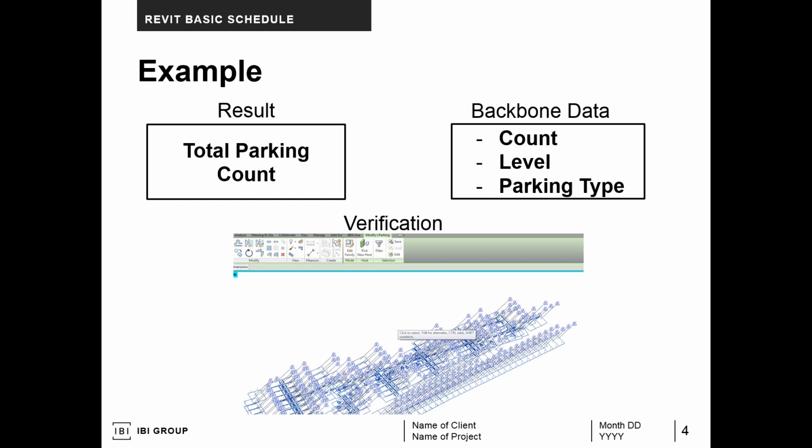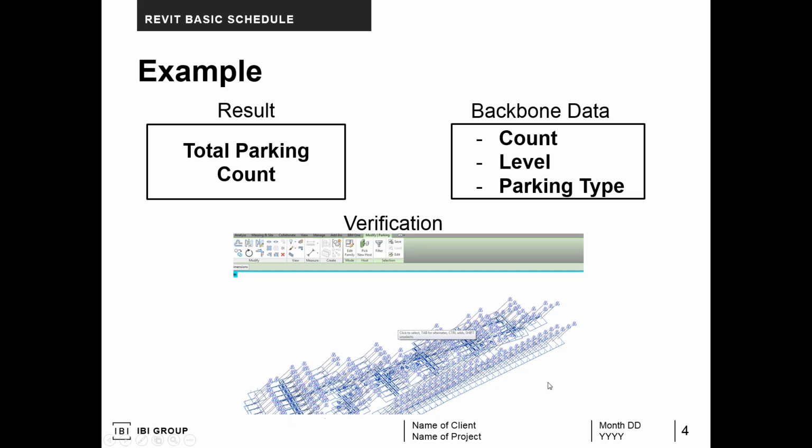A perfect example would be a parking count. So I'm just going to do a sample of this. The first thing you want to know is the parking count. That is your result. The next thing is to go to the backbone: what do you need out of it? First thing you need is your count. Next, you want to know at which level your parking is going to be. And the third one is what kind of parking type. You're going to have small, regular, and handicap. Sometimes you have tandem, and multiple variations.